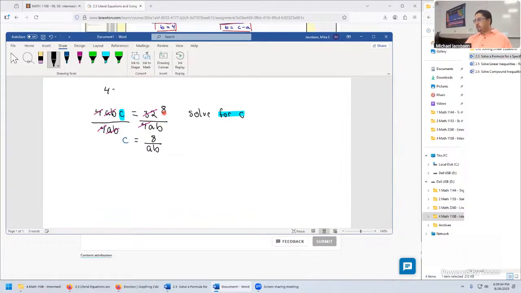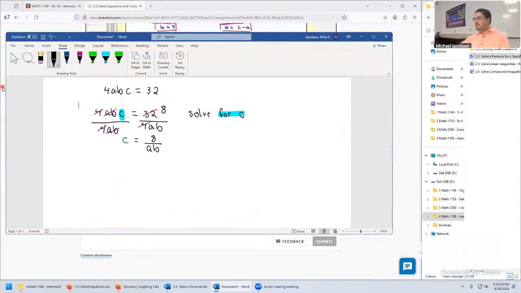I'm going to rewrite A, B, C equals 32, just as a way for me to remind myself that was the original question. And then we started doing this work down below. Well, any questions at all, folks, on solving this one so far? Okay, well, we did it. Our equation is solved for the variable C.